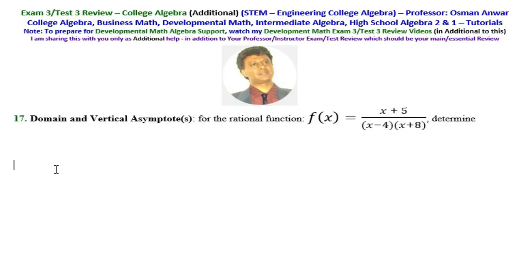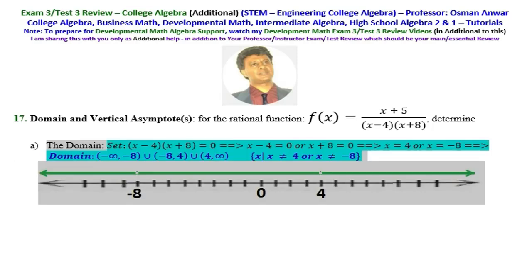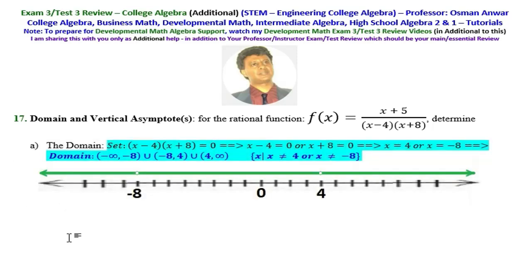Number 17 is domain and vertical asymptote for the rational function f of x equals x plus 5 over x minus 4 times x plus 8. Determine A, the domain. Set the denominator equal to 0, that is, x minus 4 times x plus 8 equal to 0. That is, x minus 4 equal to 0 or x plus 8 equal to 0. That is, x equals 4 or x equals minus 8.